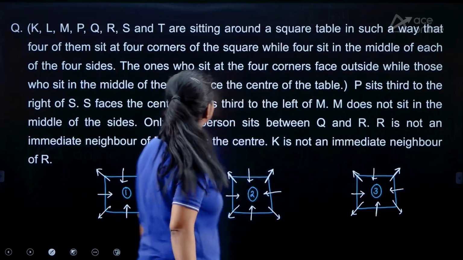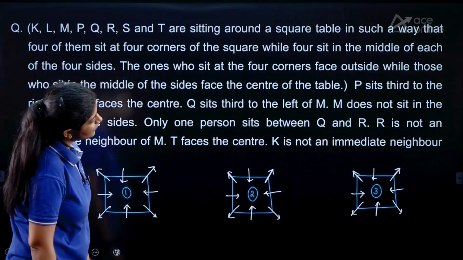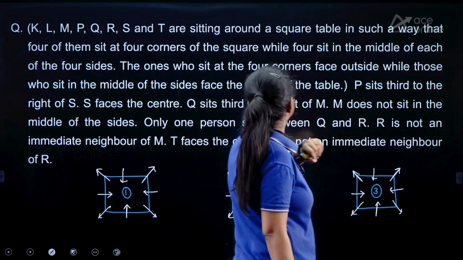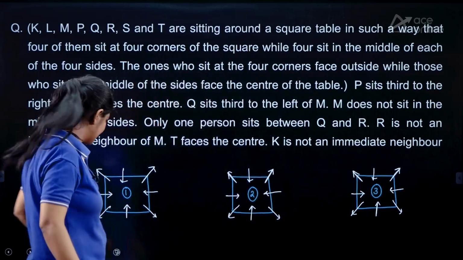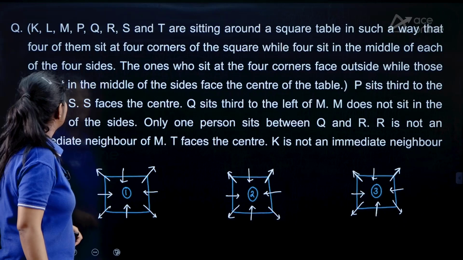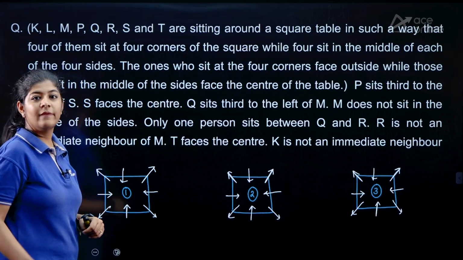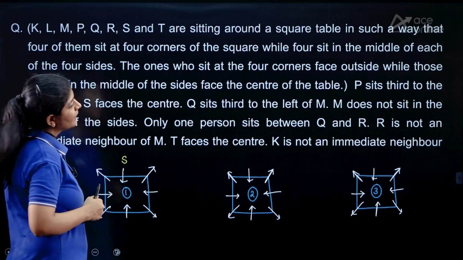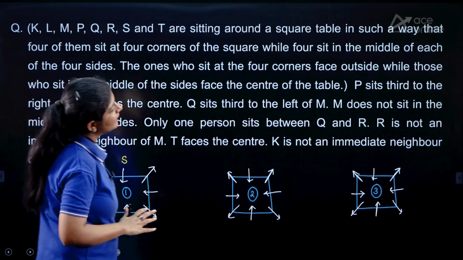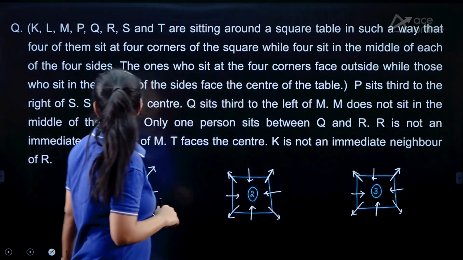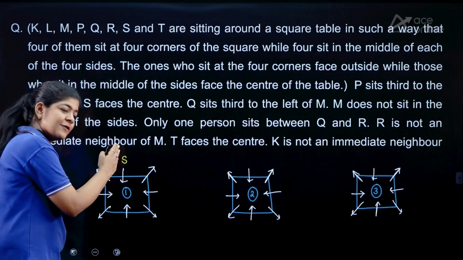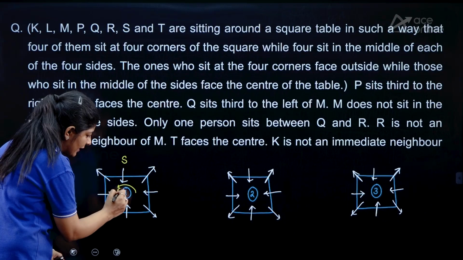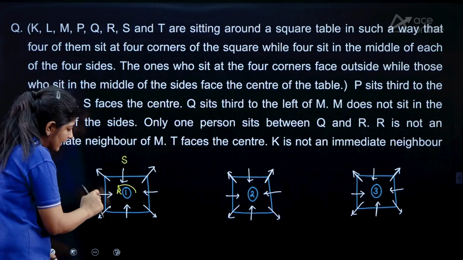Right? Now the question starts with this one. The question is saying that P sits third to the right of S, but where are we going to put S? S faces the center, so we will start with this one. Let's suppose this is the position of S. Now the question is saying that P sits third to the right of S. If S is facing towards the center, that means right is in this direction. Third right: first right, second right, third right.